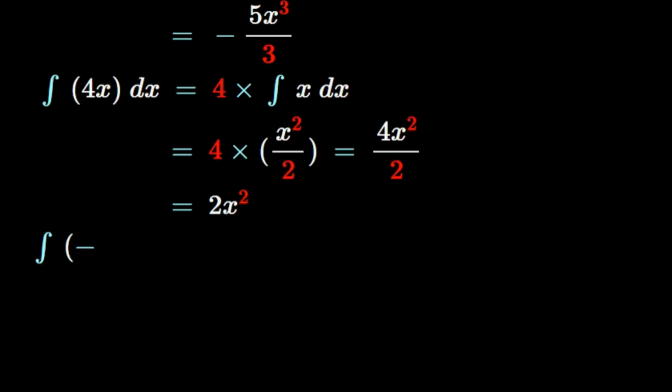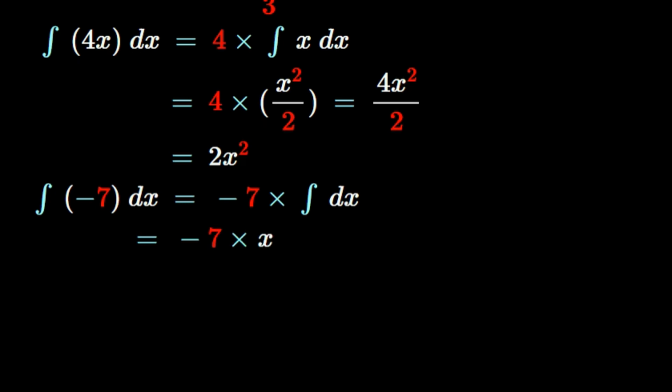The integral of -7 dx equals -7 times the integral of dx, which equals -7 times x, equals -7x.